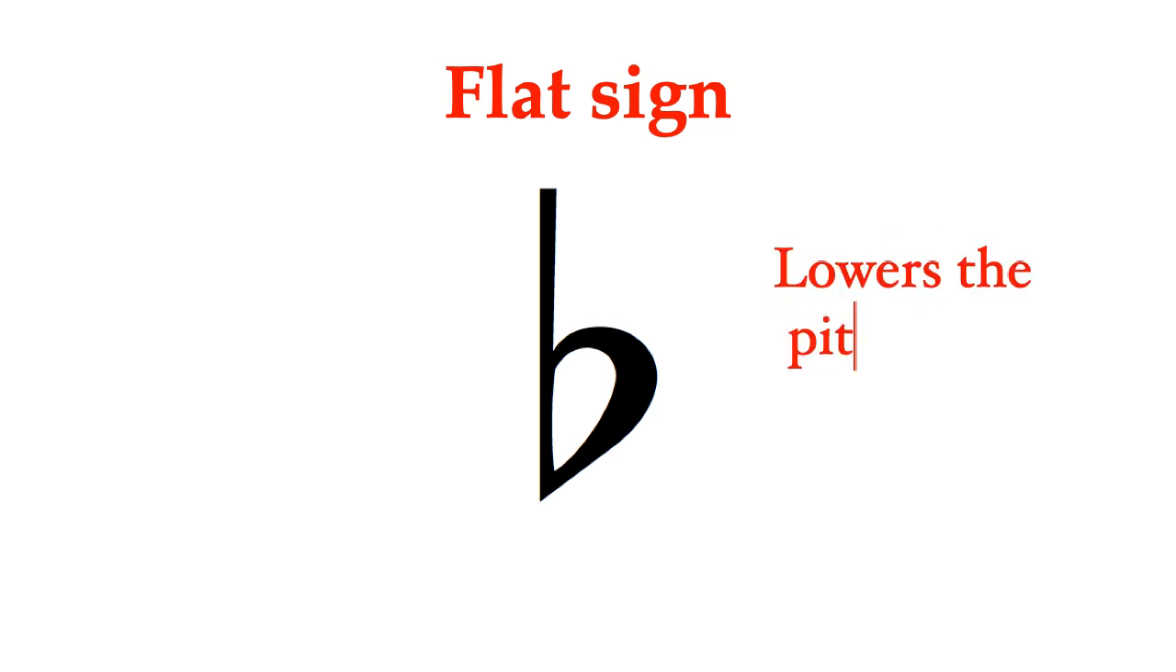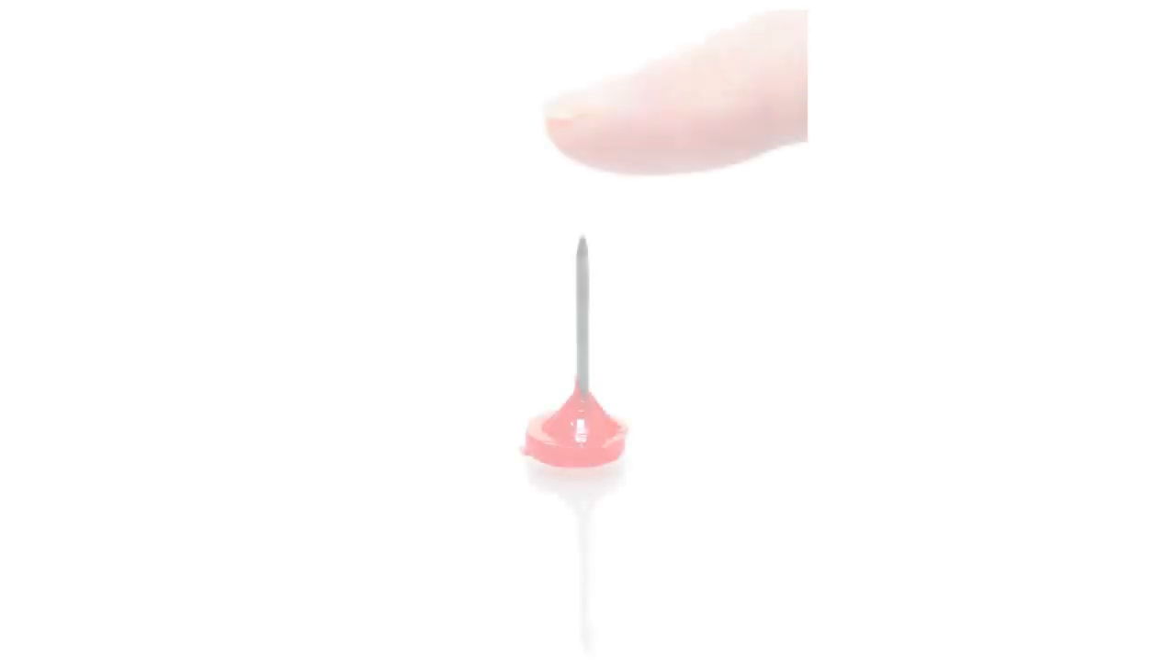The second type of accidental we're going to talk about is the flat sign. When you see a flat sign in front of a note, it lowers the pitch by a half step. So remember, a flat sign in front of a note, the pitch goes down just a little bit, a half step down.